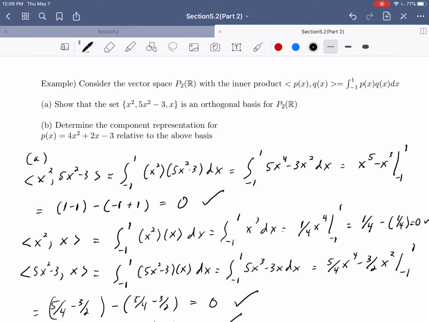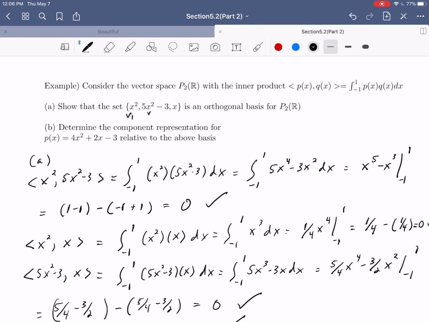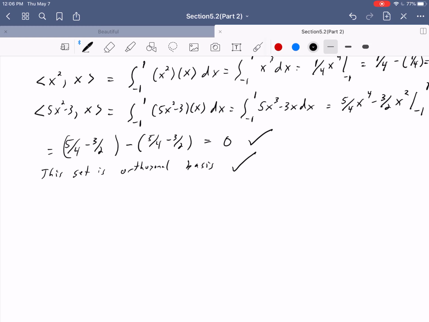Okay, so let's do the same sort of naming convention. We'll call this guy V1, this guy V2, this guy V3, and we'll call this V. So for that component representation relative to B, the first thing we will need to do is determine the projection of V onto V1, divided by V1 with itself. Okay, so let's go ahead and do that.